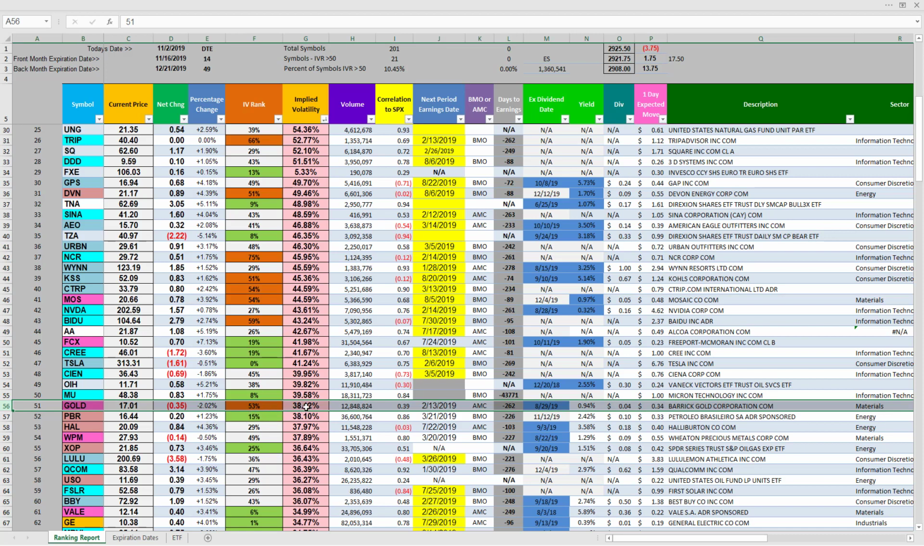You can see that the implied volatility rank on GOLD is 53. The implied volatility is 38. But here's another underlying, PBR, where the implied volatility is 38%. So you'd look at those and say, well, those are probably equal, maybe I should sell premium on both of those. Well, the IV rank on that one is 15%.